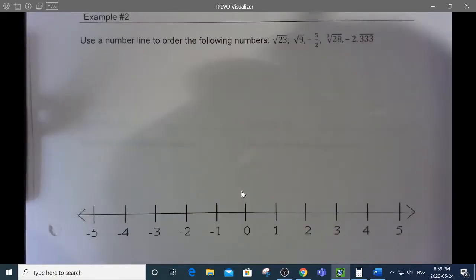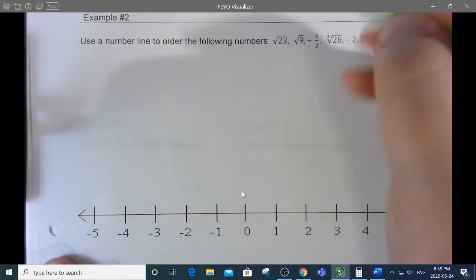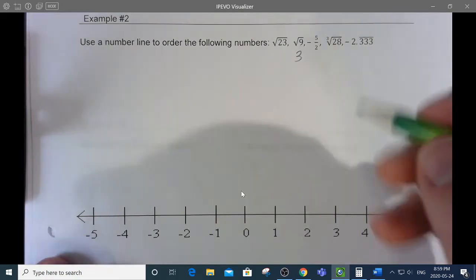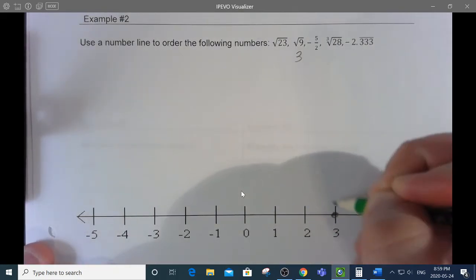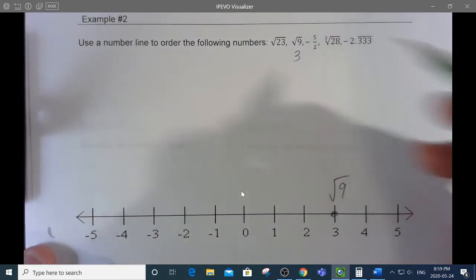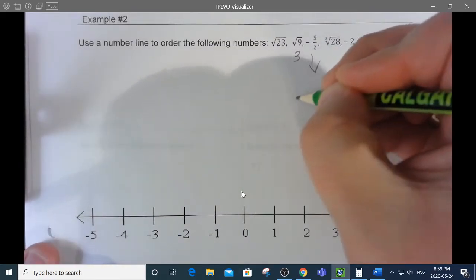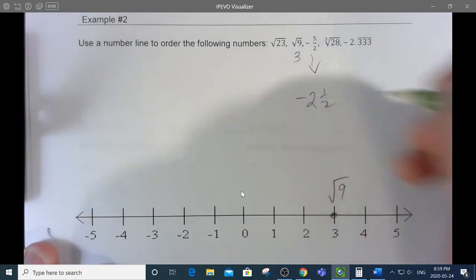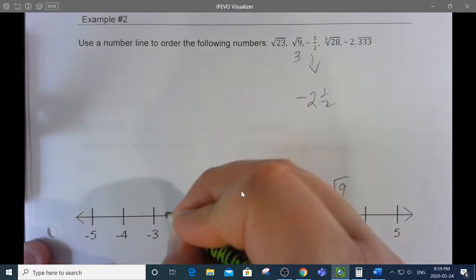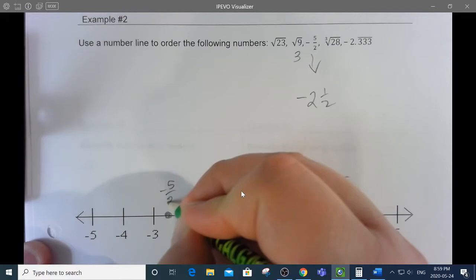Okay, so the square root of 9 is just 3, so that's easy. So there's your square root of 9. Negative 5 halves, well, that's easy. I could call that negative 2 and a half. So negative 2 and another half. So there we go. There's negative 5 halves there.